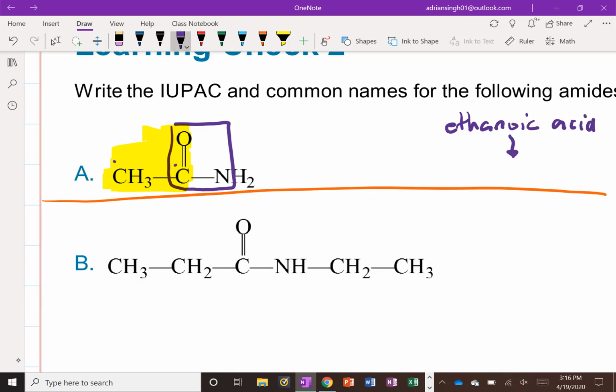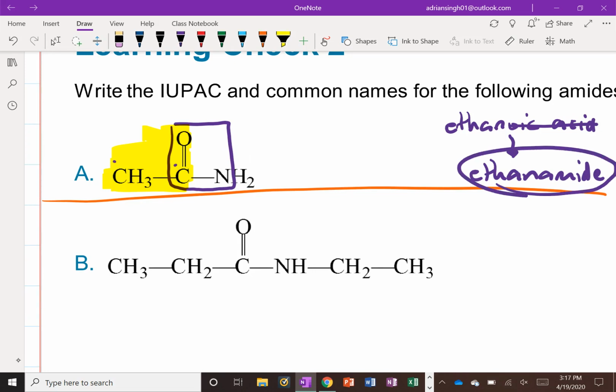And then as an amide, this would become, drop the oic acid, replace it with amide, so ethanamide. And then on the nitrogen here, we don't have any other carbons attached to it, so that'll be the only name for this thing, or the proper name for it. It'll just be ethanamide, or the common name for this would be acetamide, right? Because it would have come from acetic acid as the common name. We'll just write that on top, common.